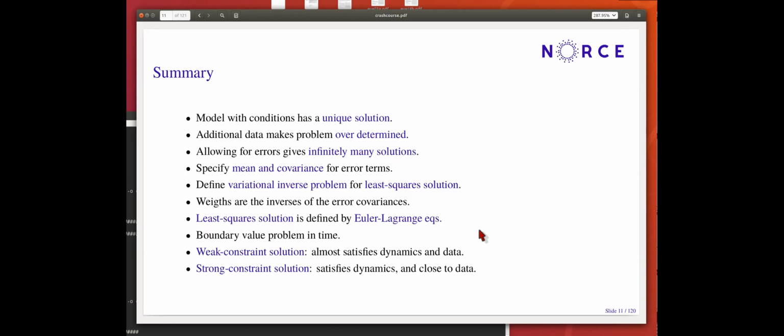So what we have learned so far is that if we start with a model with conditions, then it has a unique solution. If we add additional measurements, this makes the problem overdetermined, and then we have no solution. So we need to allow for errors, and this again gives infinitely many solutions. So we have to specify some conditions on these errors. And then we can define these variational inverse problems and solve for a least square solution.